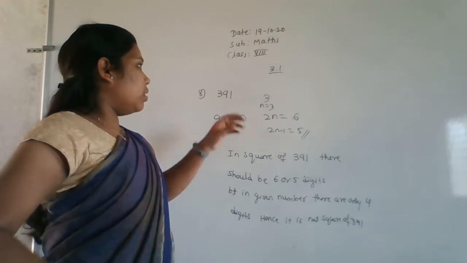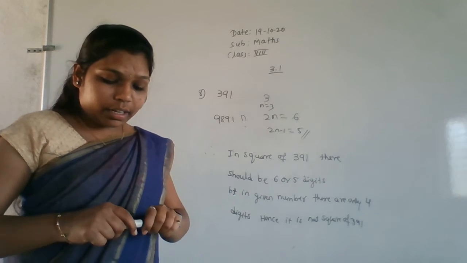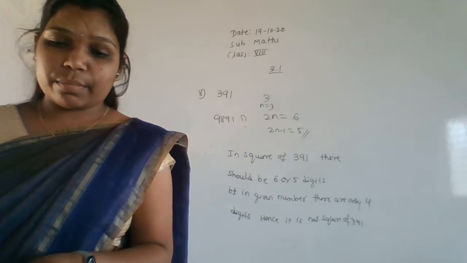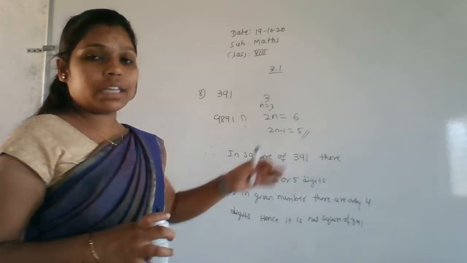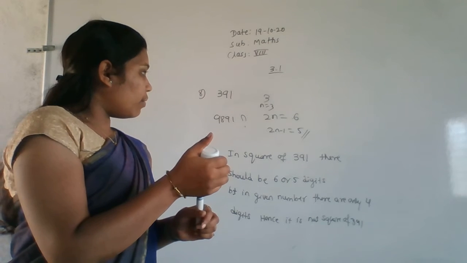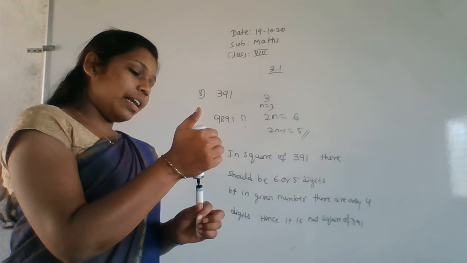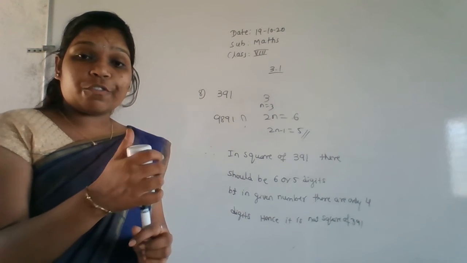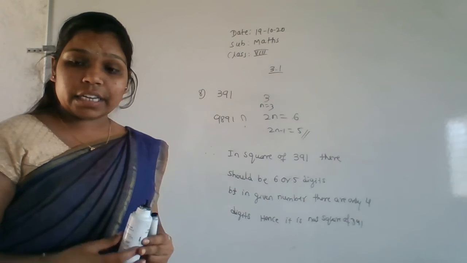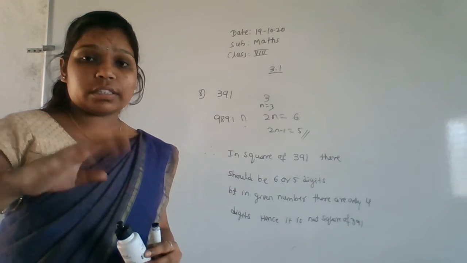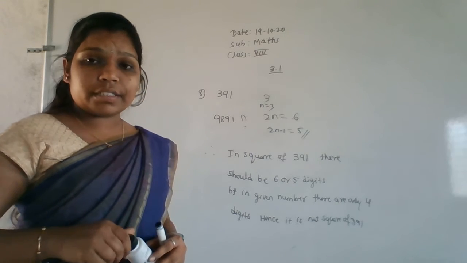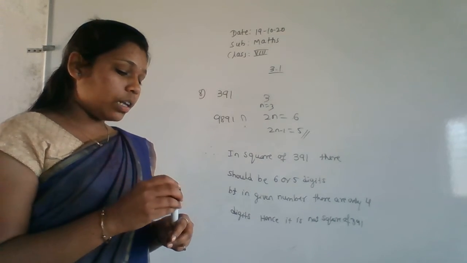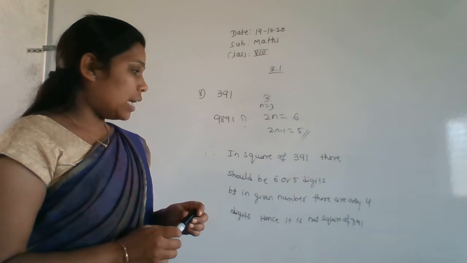So here we checked the given number having n digits, then its square has how many digits? That is 2n or 2n minus 1. We checked both: 2n is 6 and 2n minus 1 is 5. Whether the given number has 6 or 5 digits? No. 9891 has only 4 digits. So it is not a square of 391. Like that you have to write.